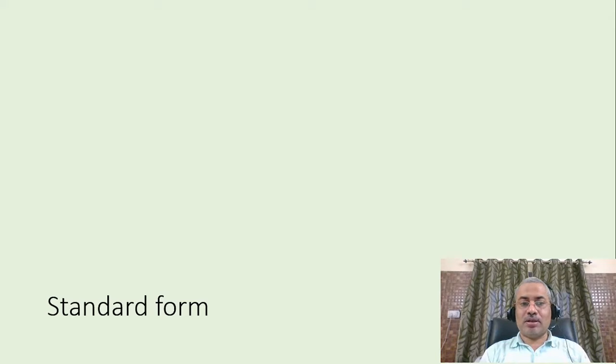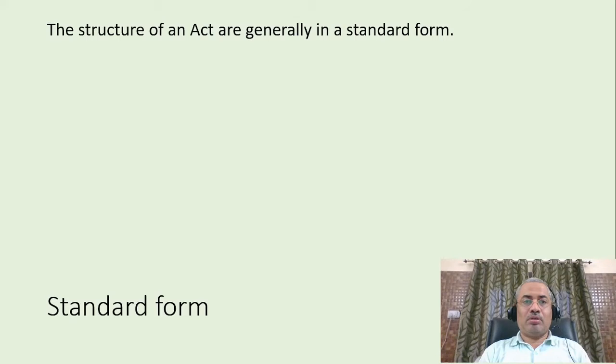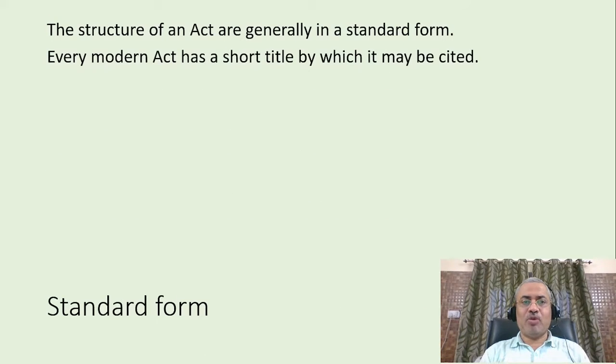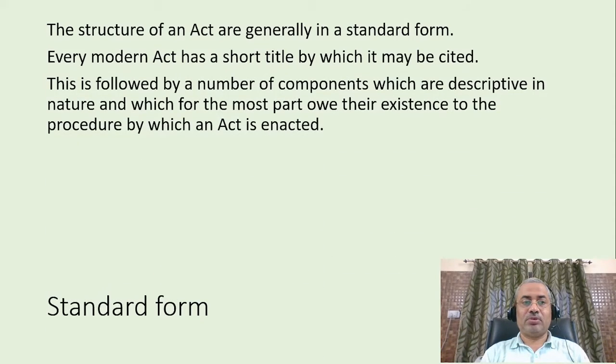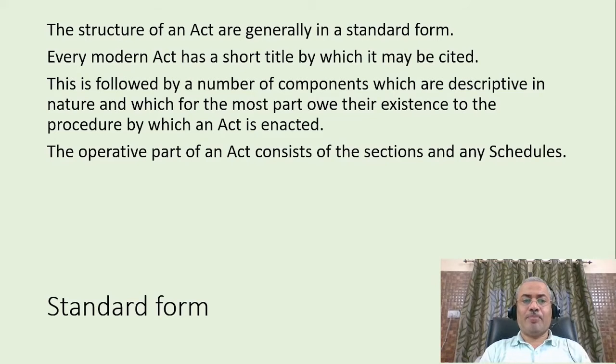An act is in very standard form. The structure of an act is generally in a standard form. Every modern act has a short title by which it may be cited, which is followed by a number of components which are descriptive in nature and which for the most part owe their existence to the procedure by which an act is enacted. The operative part, however, of an act consists of the sections and any schedules.